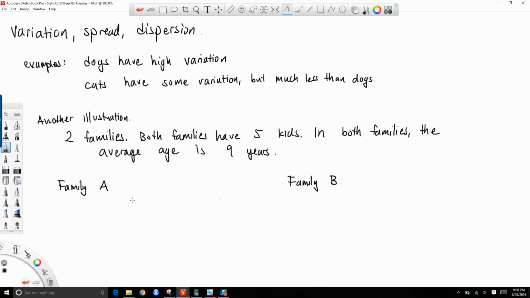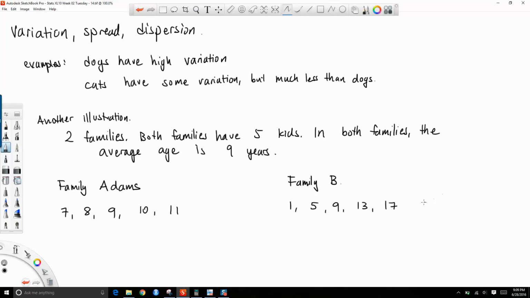Okay? So in family A, this will be the Adams family. We'll say the kids are 7, 8, 9, 10, and 11 years old. Okay? And in family B, the kids will be 1, 5, 9, 13, and 17.